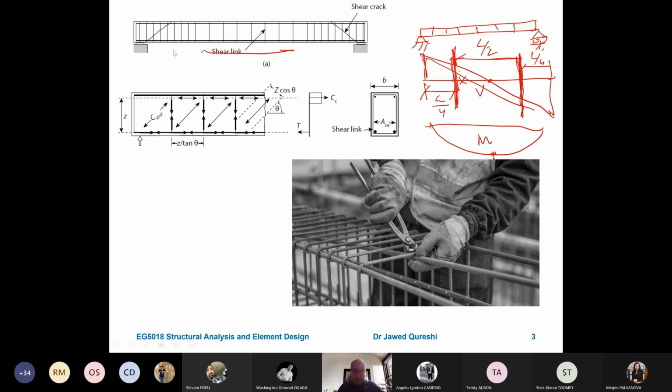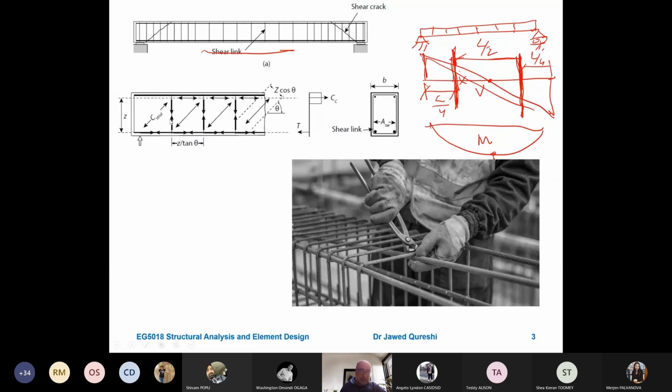And again, in this picture, you can see that a fixer is fixing these shear links to the main reinforcement. And again, we use this truss analogy to design shear links. In the next slide, I will elaborate more on that. The angle which you see here is the angle of a compression strut.